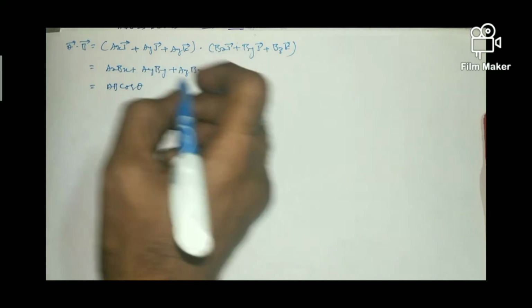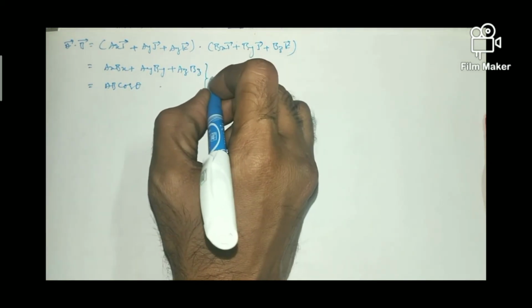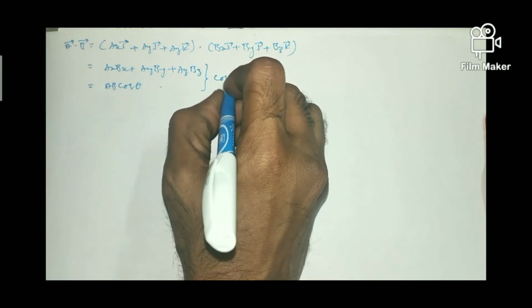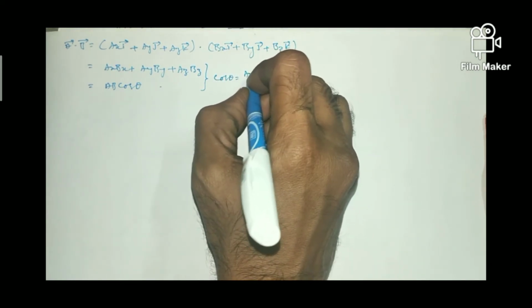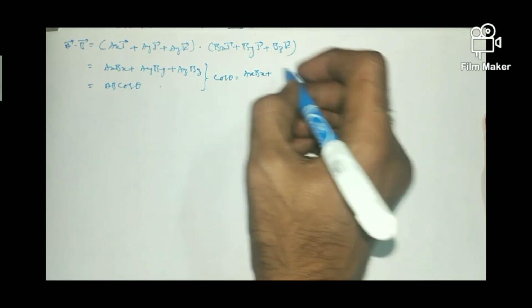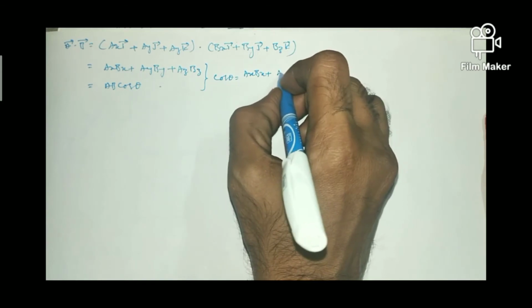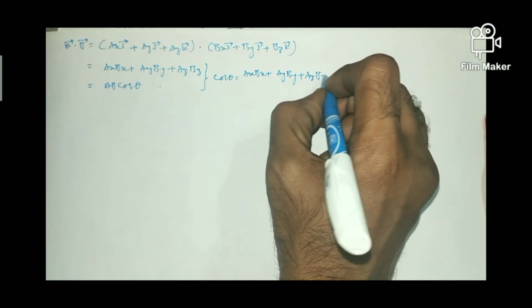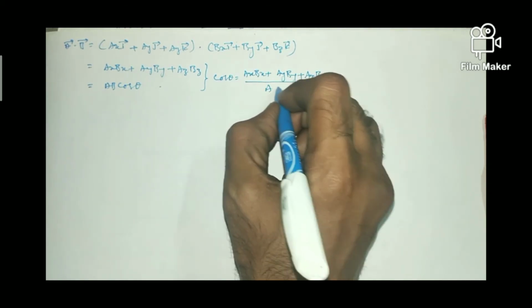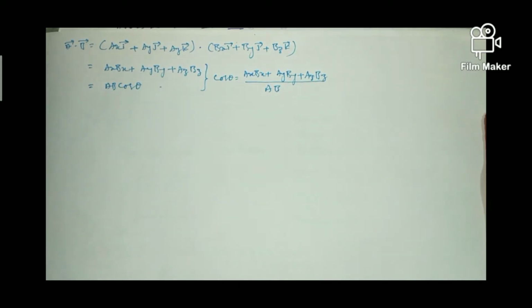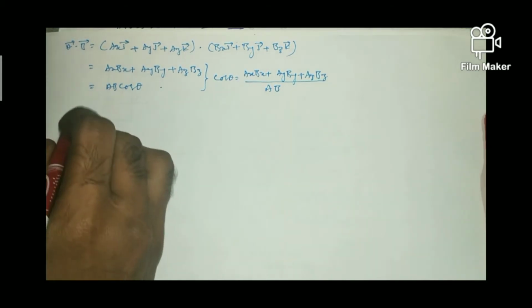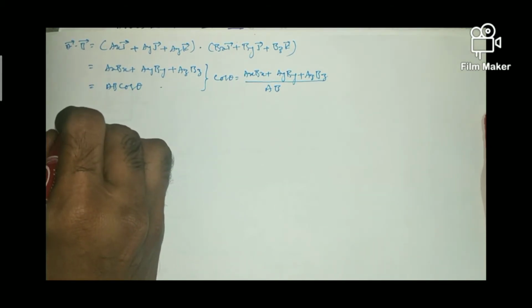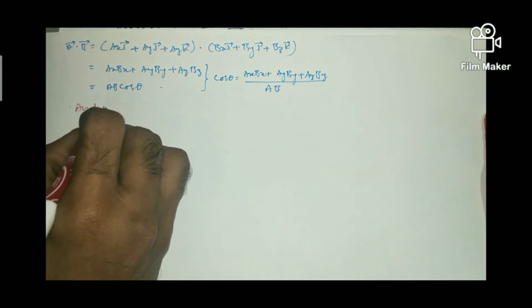And the same thing is equal to ab cos theta, and from these two we can have cos theta equal to ax bx plus ay by plus az bz divided by a into b. That is how we find out the magnitude of cos theta by using the dot product of vectors. Next, let us analyze the cross product of two vectors a bar and b bar.